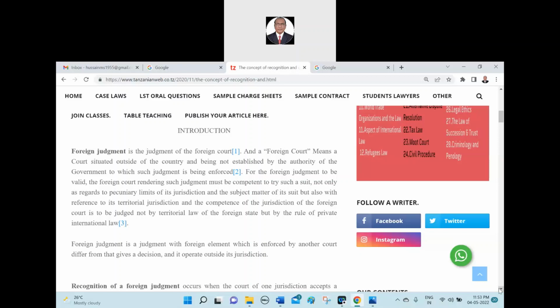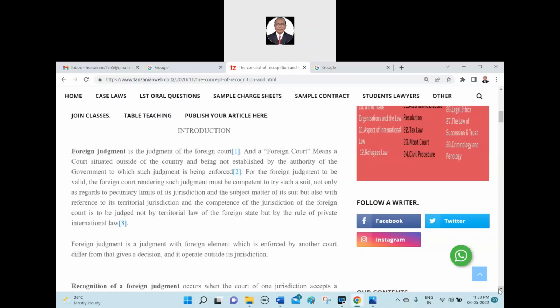The foreign court rendering such a judgment must be competent to try such a suit. That means the judgment declared or delivered must be by a competent court, which is a must condition, not only as regards the pecuniary limits of its jurisdiction or the subject matter of the suit, but also with reference to territorial jurisdiction. Of course, whether the territorial jurisdiction would be there in a particular country or not. The competence of the jurisdiction of the foreign court is to be judged not by the territorial law, but by the foreign state's rules of private international law.